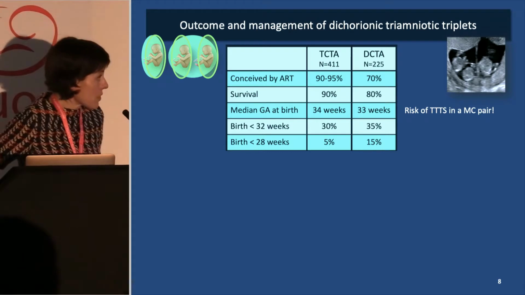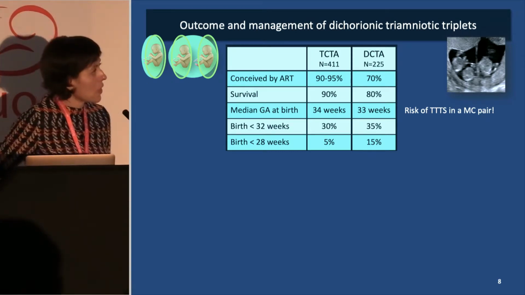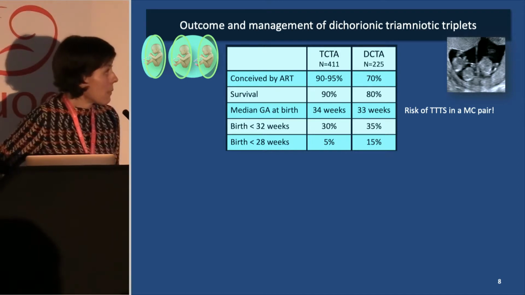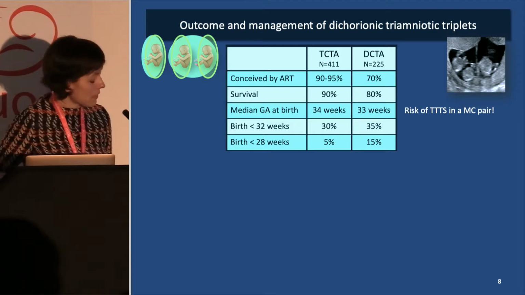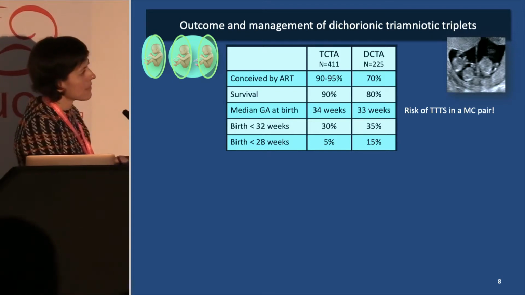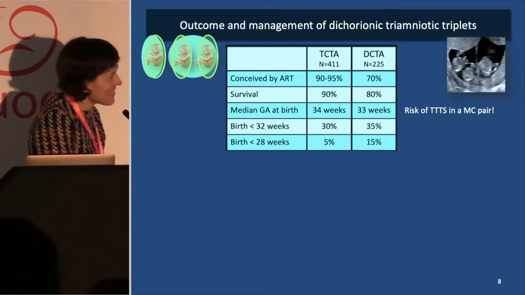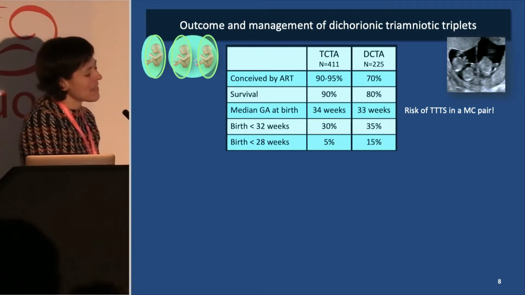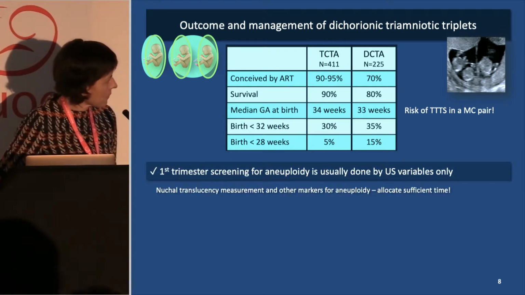Now, you can do laser surgery if there is a TTTS, and the survival rates are actually quite good, but the main thing is that the average gestational age at delivery is 3 weeks earlier. So if you do laser in a dichorionic triplet, they will deliver on average at 29 weeks, whereas it's 32 weeks in a monochorionic twin setting.